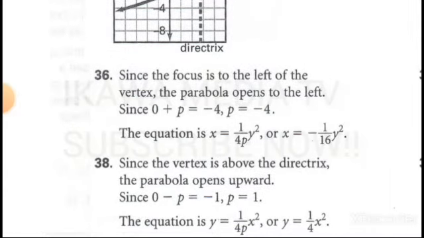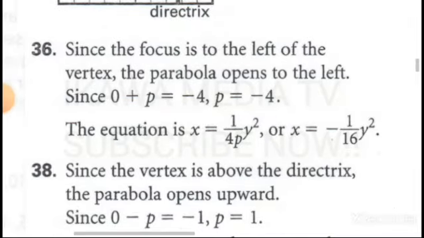Remember we had question number 36. We had the vertex and the focus, and we were asked to provide the standard equation for the parabola. Since the focus is to the left of the vertex, the parabola opens to the left. Since 0 plus p equals negative 4, then p equals negative 4. The equation is x equals 1 over 4p times y squared, or x equals negative 1 over 16 times y squared.